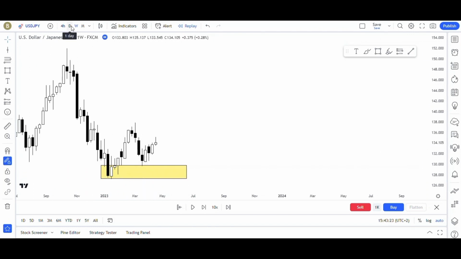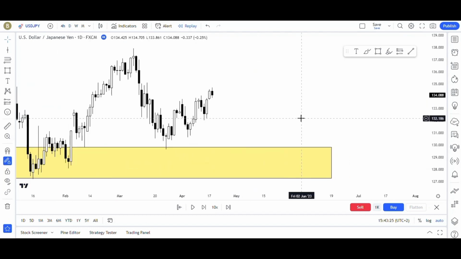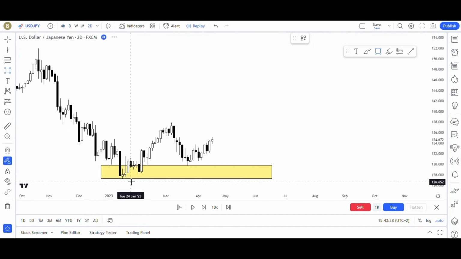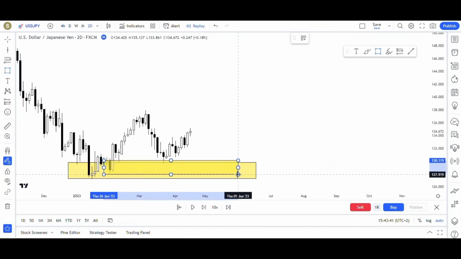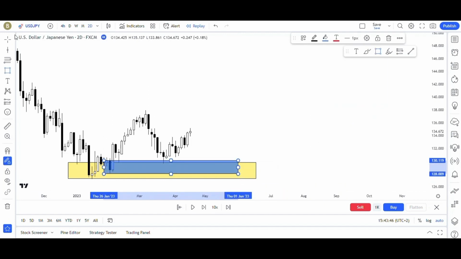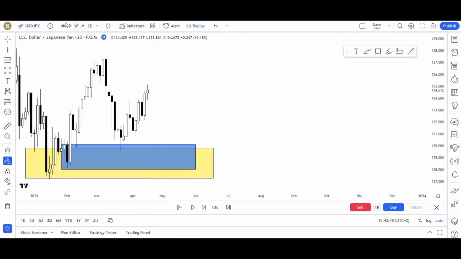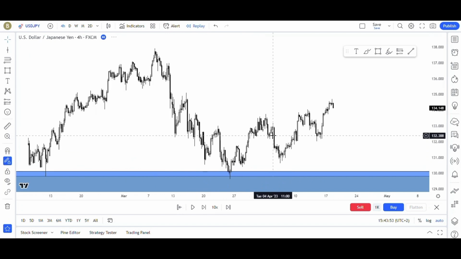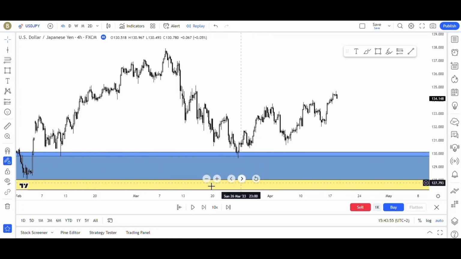So if you go to the 4 hour or daily, for example, as you can see in the daily chart, we had this beautiful order block. Or maybe you can go to the 2 days chart, because it's much better. If you go to this 2 days chart, then you will see that we had an order block here. And now if we go down to 4 hour, as you can see here, price actually touched the yellow zone here.